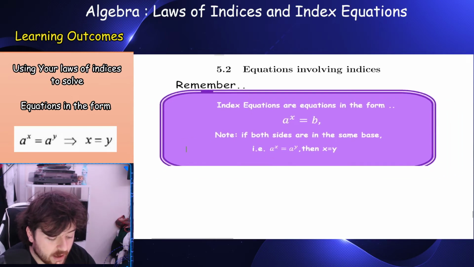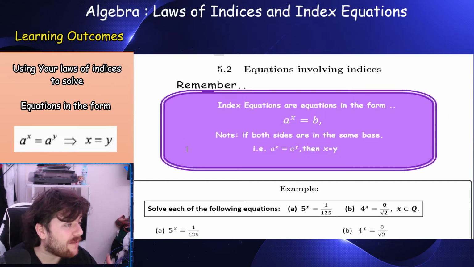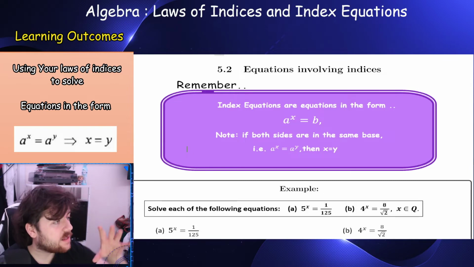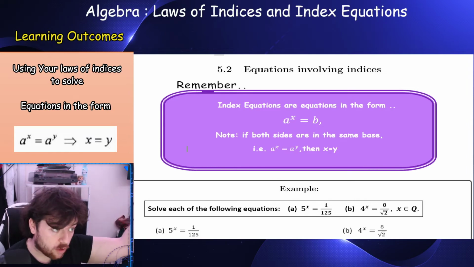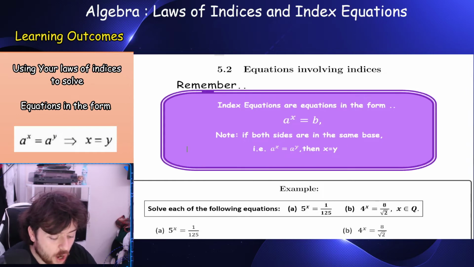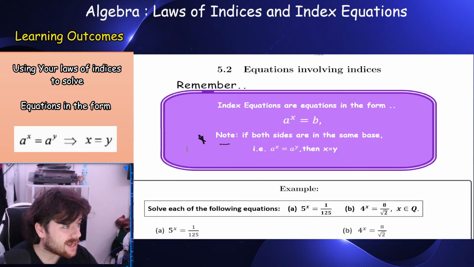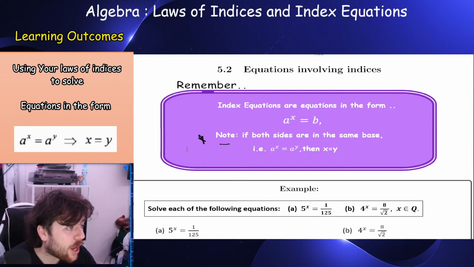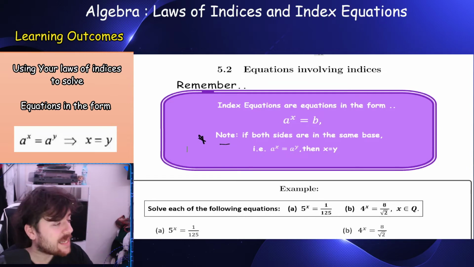Right. So now we're getting onto the equations involving indices, or index equations, as they are also known. So index equations are in the form a to the power of x equals b, or a number to a power of an unknown, a variable, which equals something else. So note, this is a really important rule for this. If both sides are in the same base, I can just let the powers equal each other. So say, for example, if I have a to the power of x equals a to the power of y, then I know I can let the indices equal each other, therefore x equals y.